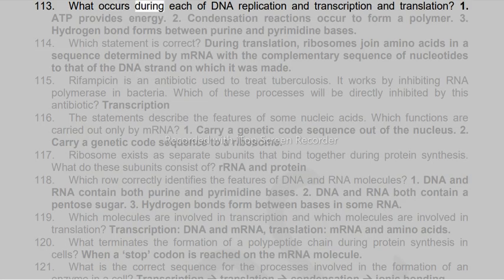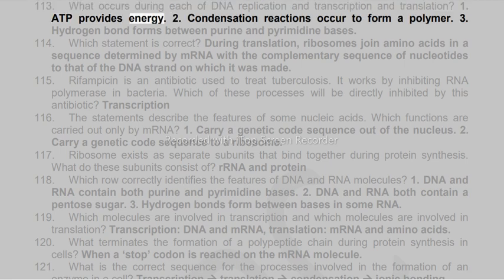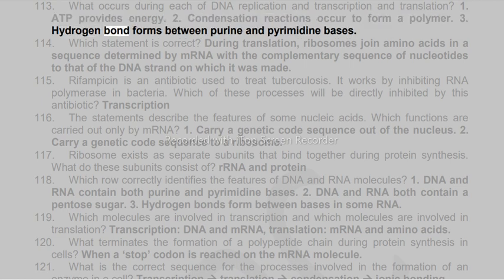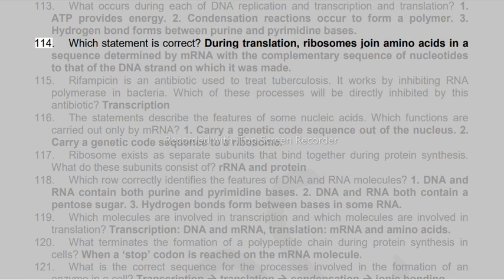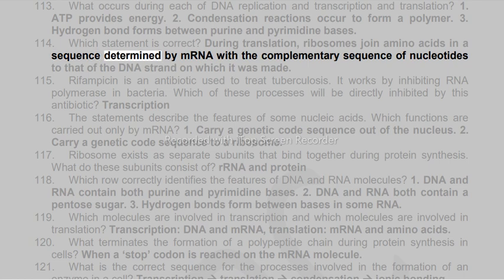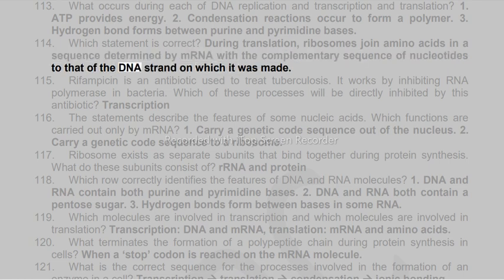113. What occurs during each of DNA replication, transcription and translation? 1. ATP provides energy. 2. Condensation reactions occur to form a polymer. 3. Hydrogen bond forms between purine and pyrimidine bases. 114. Which statement is correct? During translation, ribosomes join amino acids in a sequence determined by mRNA with the complementary sequence of nucleotides to that of the DNA strand on which it was made.